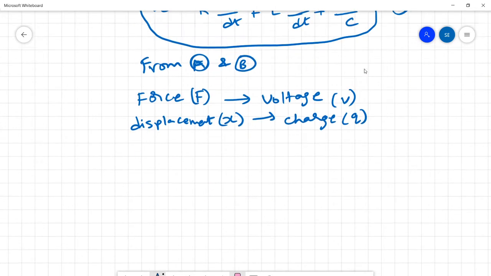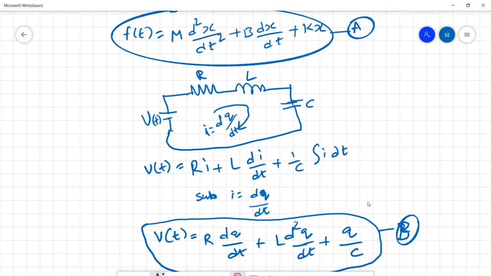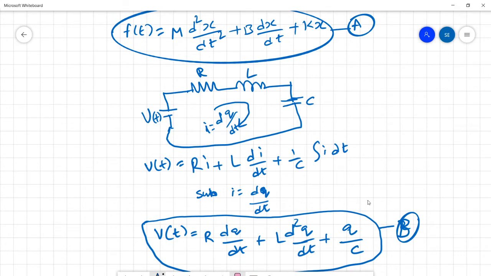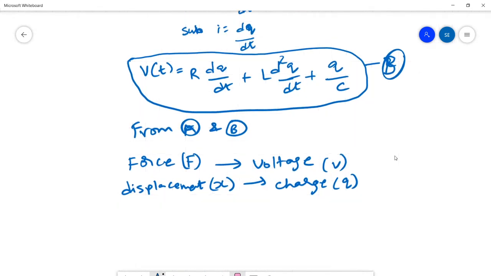Then what is left? If you compare equation A and B, what is analogous? M is analogous to R, mass is analogous to, is it R or d square? See here actually, M is analogous to L. So mass M is analogous to inductance L.